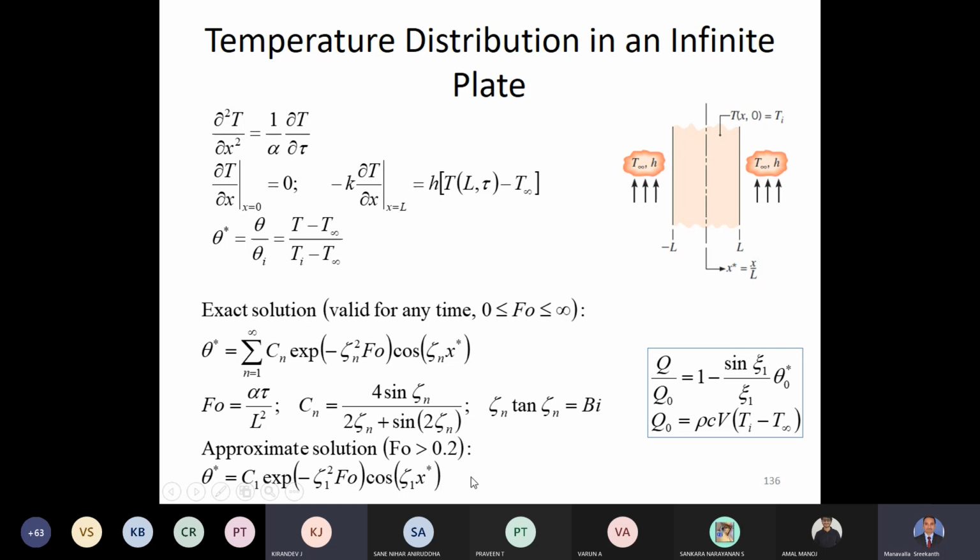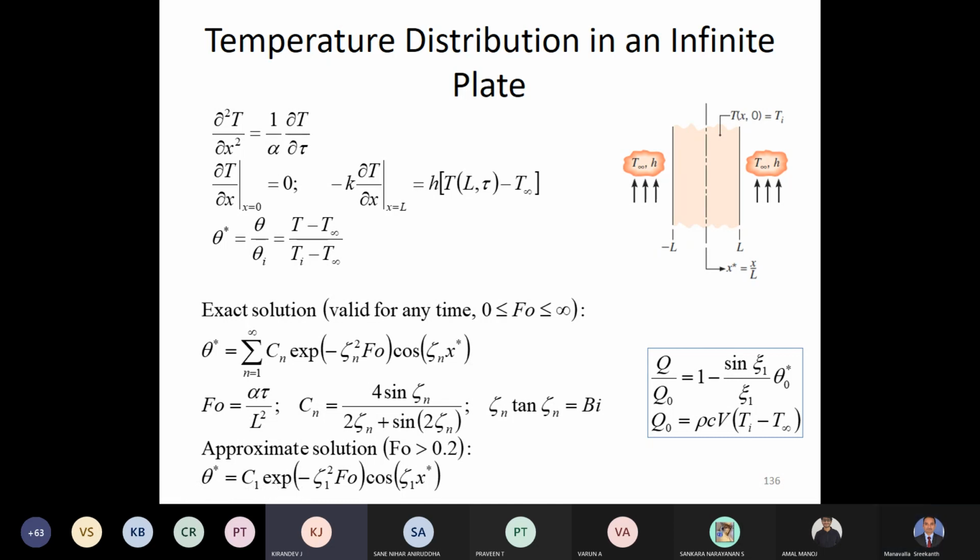But in the Heisler chart, reading the chart and identifying the points can result in errors. So if you use this equation, your error will be minimal. In fact, there won't be any error because this is an analytical solution. But then you will have to find zeta 1 and C1. Zeta 1 you will find using this equation: zeta 1 tan zeta 1 is equal to Biot number. What is our Biot number? 0.208. So zeta 1 tan zeta 1 is equal to 0.208. From that, you have to find zeta 1. Substitute zeta 1 in this equation, you will get C1. Substitute this here, you will get the temperature distribution.